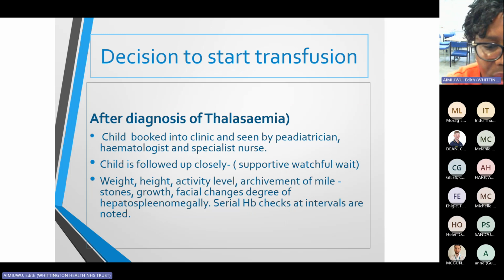How do we decide to start transfusion on this group of children, especially the newborn when they're born, or not the ones that are transferred from other areas, but the newborn babies when we've diagnosed them with thalassemia, beta thalassemia? How do we now decide they require transfusion?